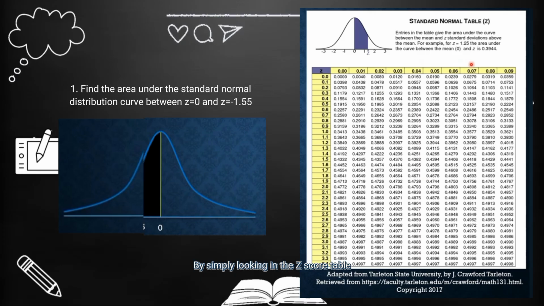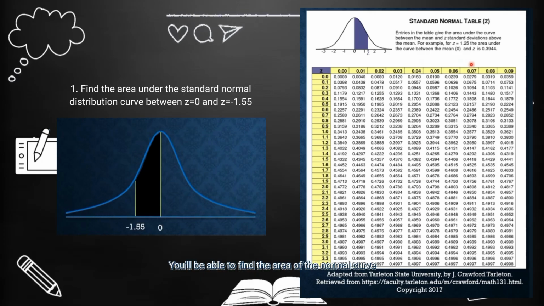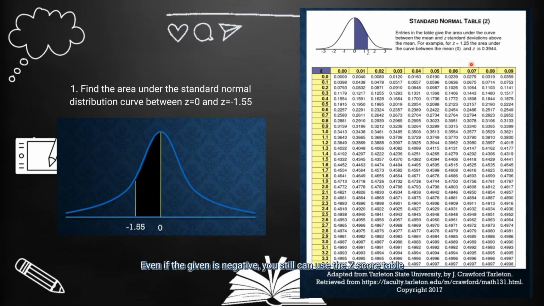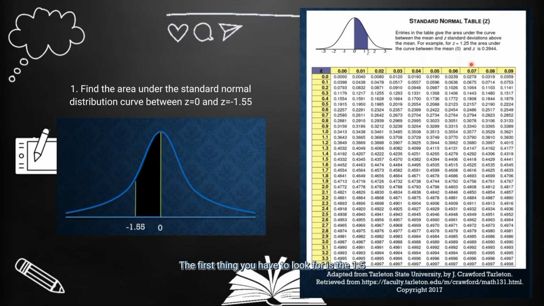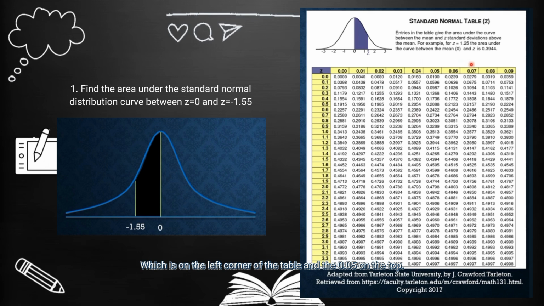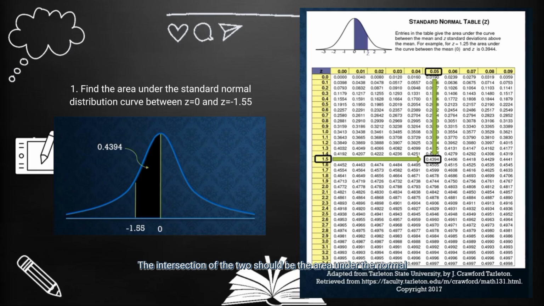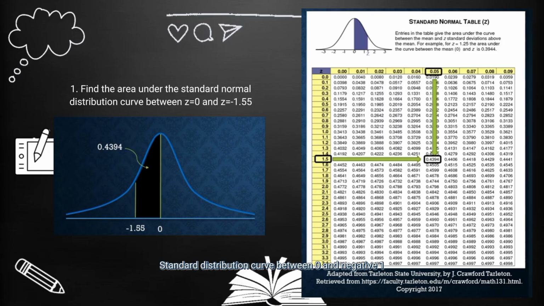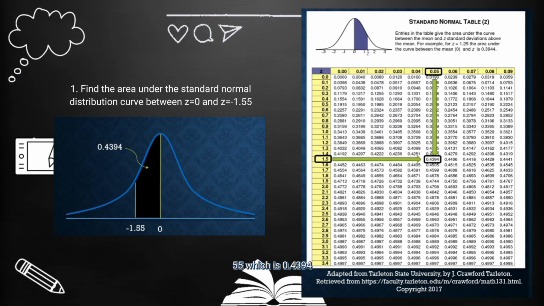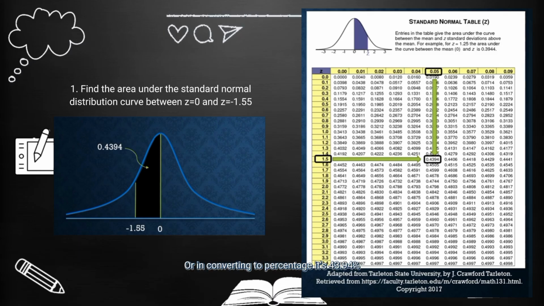By simply looking in the z-score table, you'll be able to find the area of the normal curve even if the given is negative. You still can use the z-score table. Now, since it's negative 1.55, the first thing you have to look for is the 1.5, which is on the left corner of the table, and the 0.05 on the top. The intersection of the two should be the area under the standard normal distribution curve between 0 and negative 1.55, which is 0.4394, or in converting to percentage, it's 43.94%.